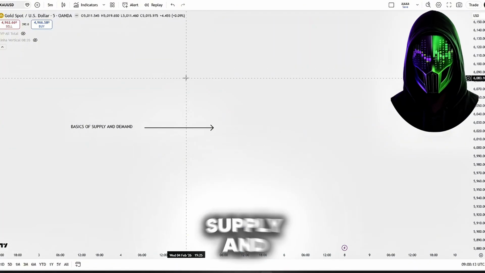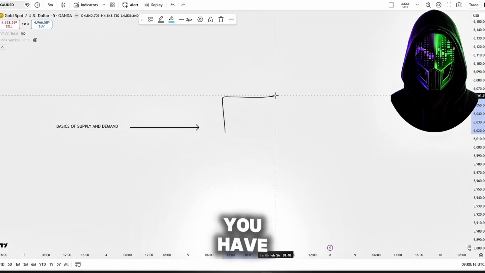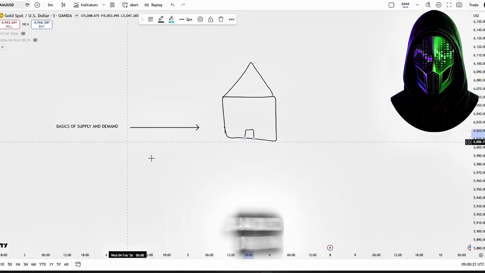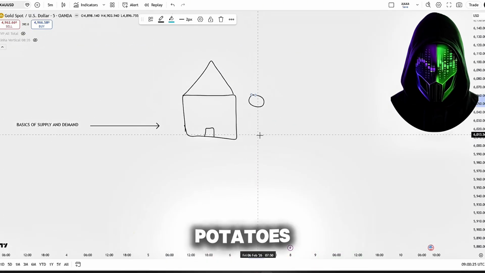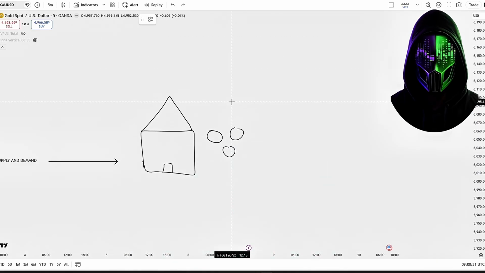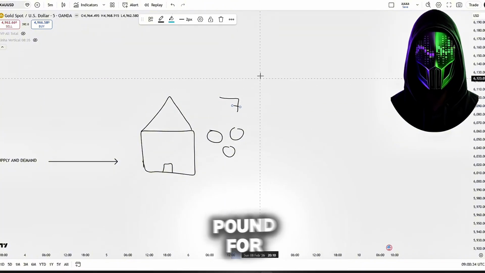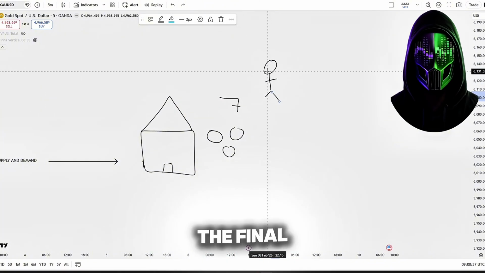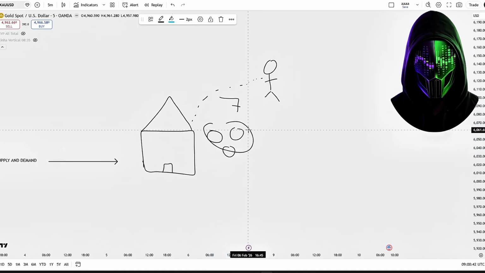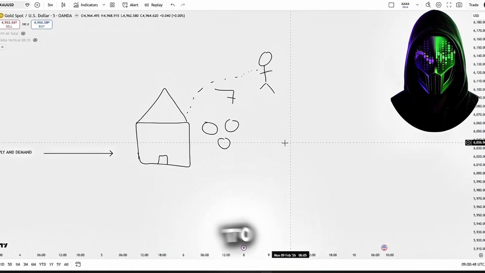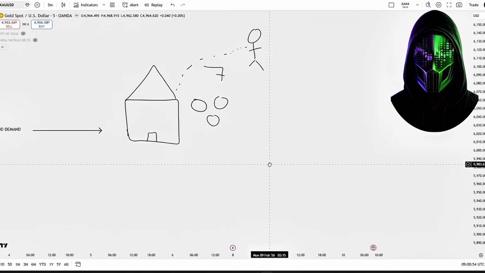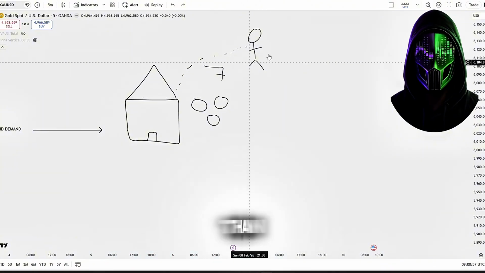So the basics of supply and demand: let's say you have a small store, a small market in your town, and in this market you sell potatoes. You sell these potatoes for $7 a pound to your final customer. The final customer comes to your market and grabs these potatoes for $7. In order to sell these potatoes for $7, you need to buy these potatoes cheaper than you sell, right?